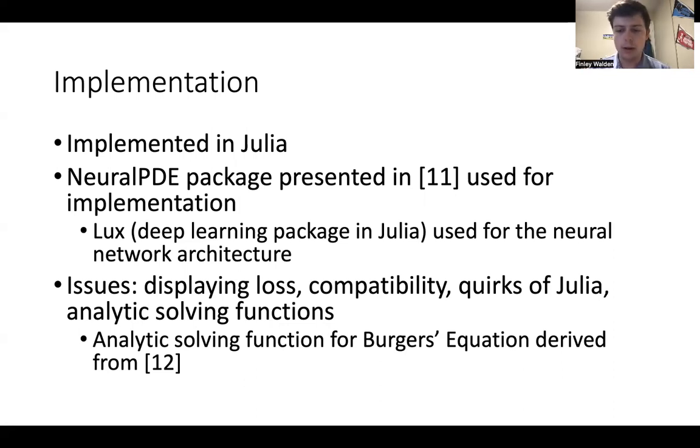Also, Julia is a bit of an unfamiliar programming language to me, but its strength in terms of mathematics made it so efficient. This code ran very quickly without nearly as much complexity as if I were to do this in Python. The analytic solving functions were a final issue, especially for Burger's equation. Finding the correct analytic solving function for Burger's equation was difficult, and I derived it from paper 12 or source 12, which is a GitHub repository. And this was really vital in the Burger's equation experiment actually functioning as desired.